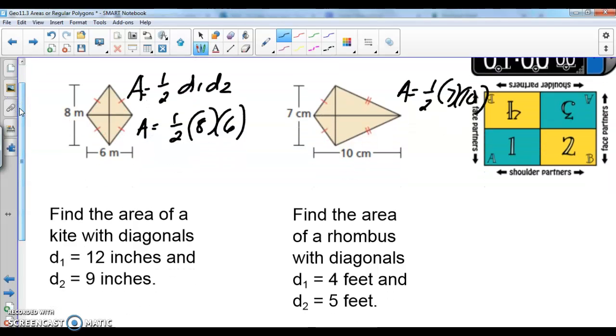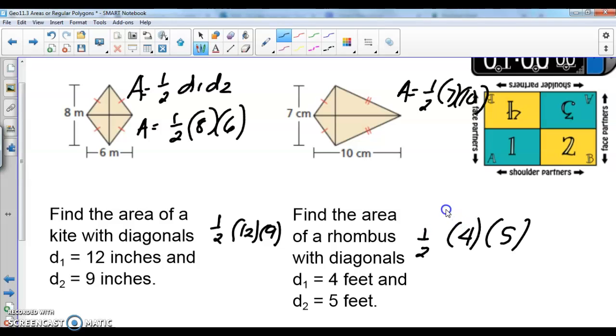Similarly, find the area of a kite with diagonals 12 and 9. So 1/2 D1 is 12 and D2 is 9. And find the area of a rhombus with diagonals 4 and 5. So that's going to be 1/2 times 4 times 5. So those are pretty much straightforward examples. And so to find the area of a kite or rhombus, just plug in the values for D1 and D2.